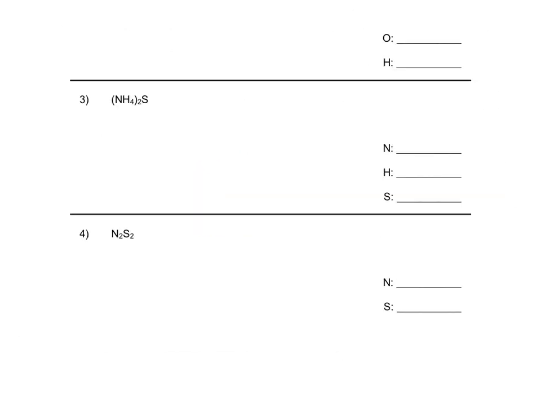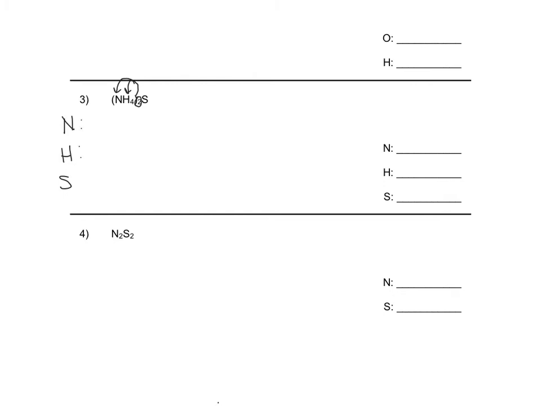Instead, what I'd like to do is try number 3, which is a little bit challenging because now we've got some parentheses, okay? So again, we're trying to figure out how much each element has as a percent in this compound. So we're going to have nitrogen, hydrogen, and sulfur. Now notice this parenthesis here with this 2. That tells us we have 2 of everything that's in the compound. So that means I have 2 ammonias, or 2 nitrogens and 8 hydrogens.